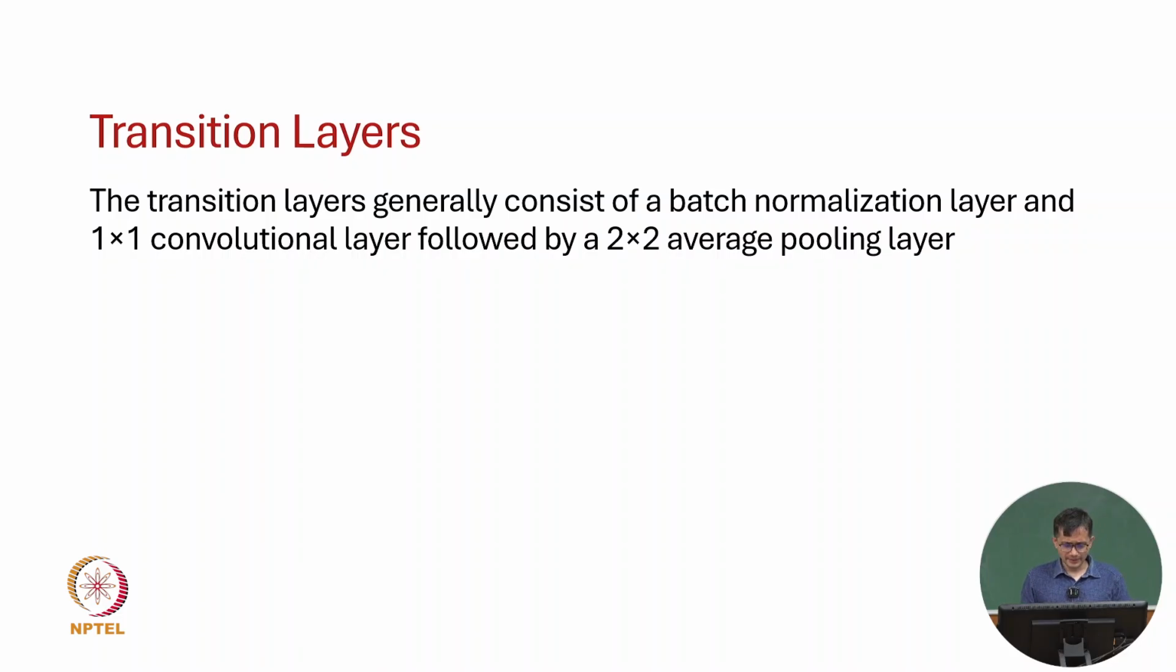The transition layers generally consist of batch normalization, a 1x1 convolution layer, followed by a 2x2 average pooling layer. So think about this 1x1 convolution layer, think about this 2x2 average pooling layer. Why would we put these components there in the transition layer? This will enable us to reason out what this is exactly doing.